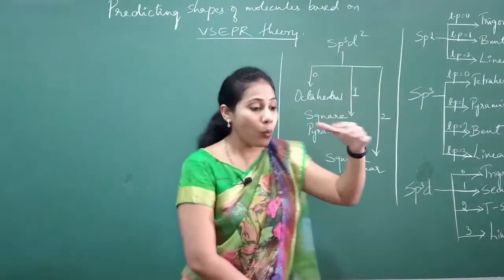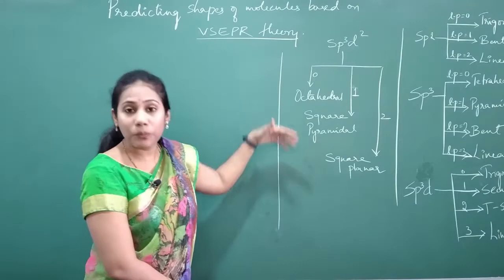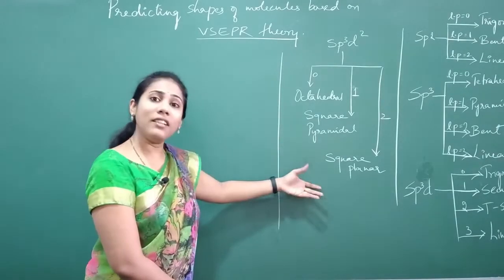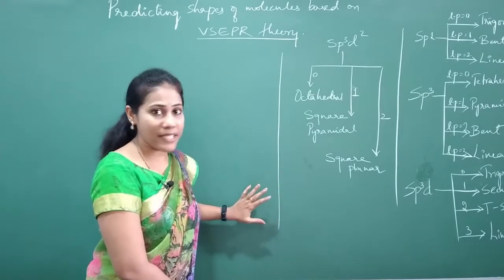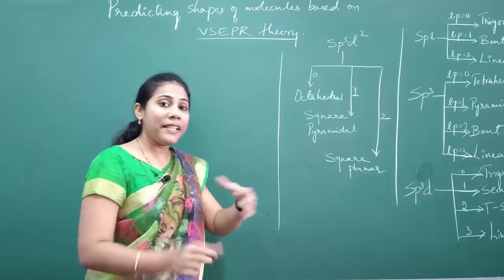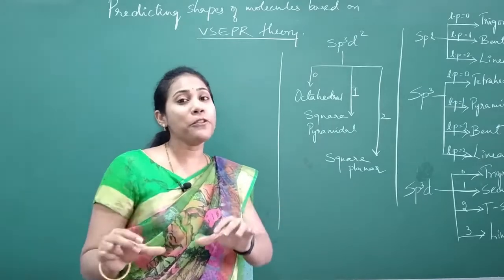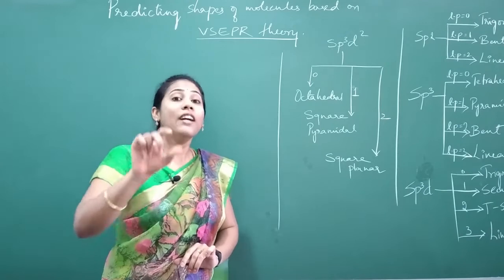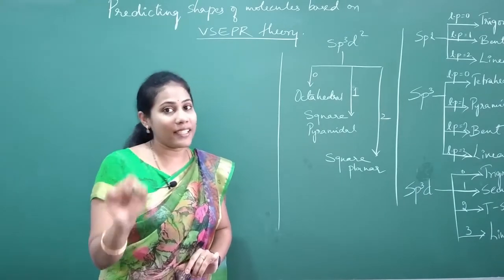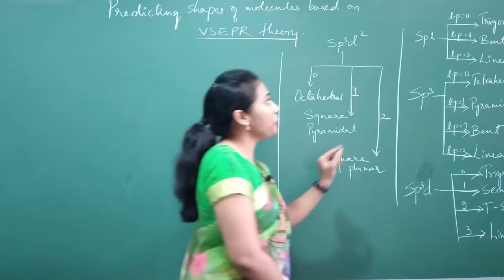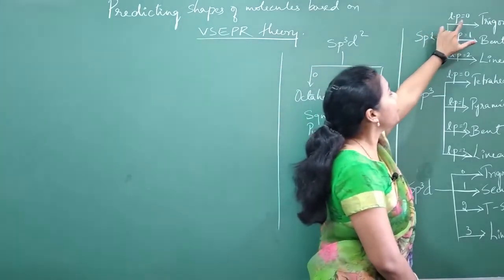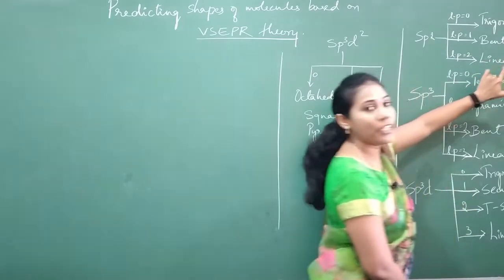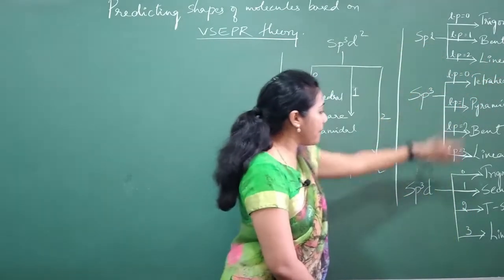When you try to extract the hybridization of a molecule, you will come to know the number of lone pairs present in the molecule also. So the hybridization trick helps you in both ways. One is to know its hybridization, another is to know how many lone pairs are there in a molecule. Once you know the hybridization and the number of lone pairs, you can easily predict the shape of a molecule. For that you have to remember all this.